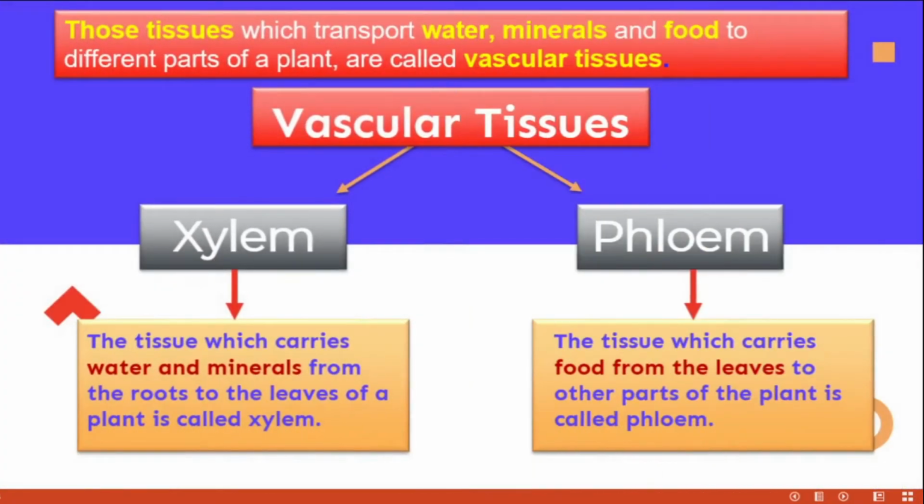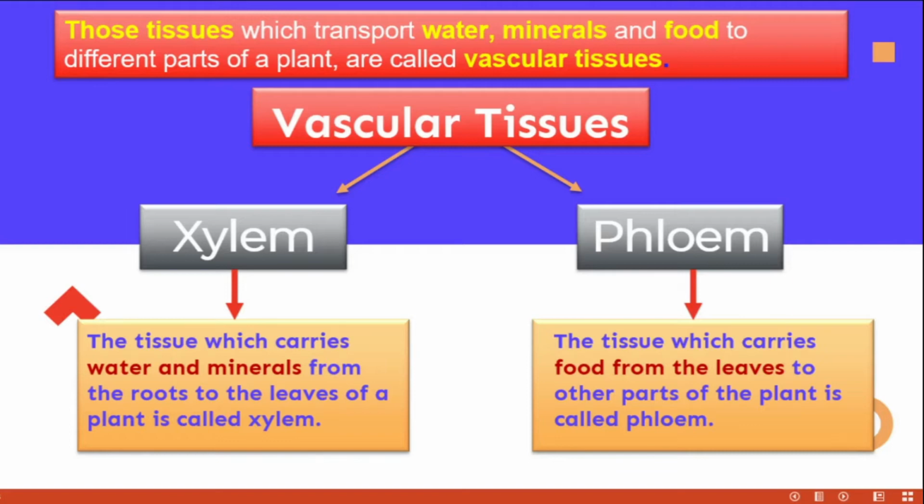What is meant by vascular tissue? Those tissues which transport water, minerals and food to different parts of a plant are called vascular tissues. With the help of these tissues, plant parts receive water, minerals and food. There are two kinds of vascular tissues: one is xylem, another one is phloem.